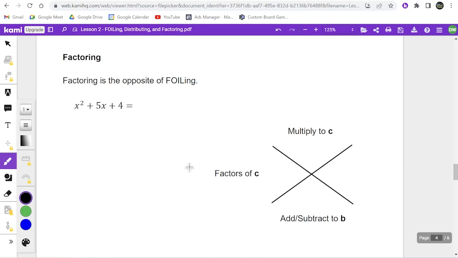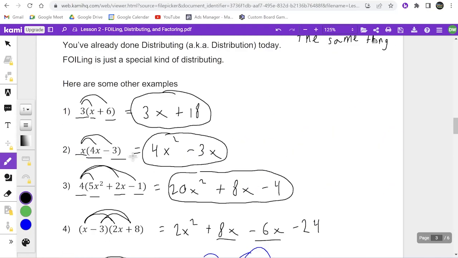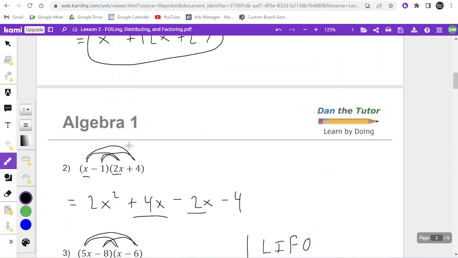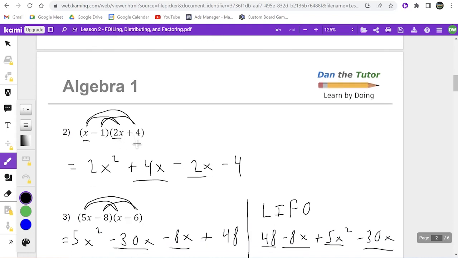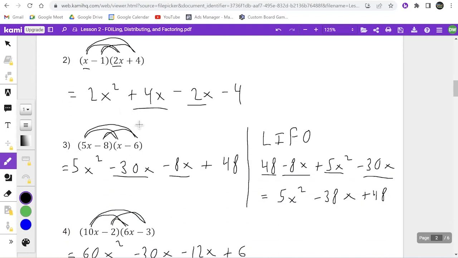What do I mean by that? Basically what I'm saying is, if I started with, let me go to the first one here, x minus 1 times 2x plus 4. Notice, I don't even think I wrote the answer for number 2. Did I? I guess not. The answer is, oh, that's right, I erased it. That's right, because it was 2x squared plus 2x minus 4. And I needed to erase it to make room.